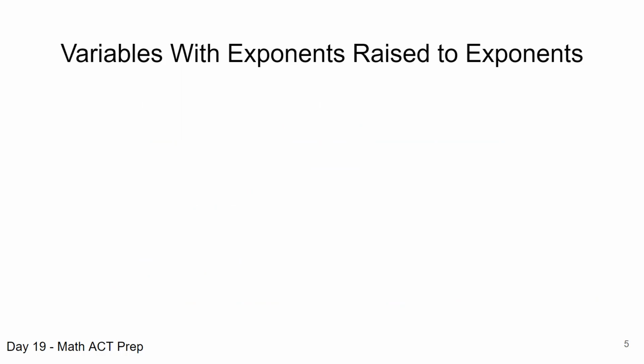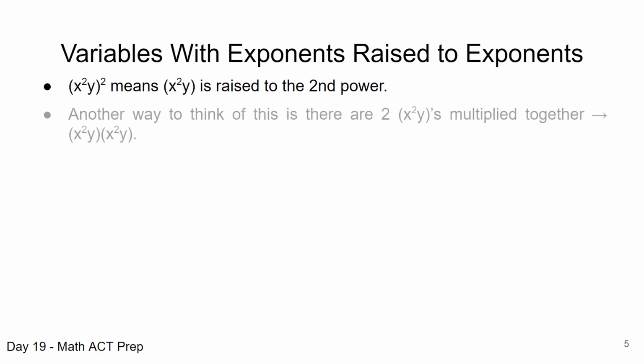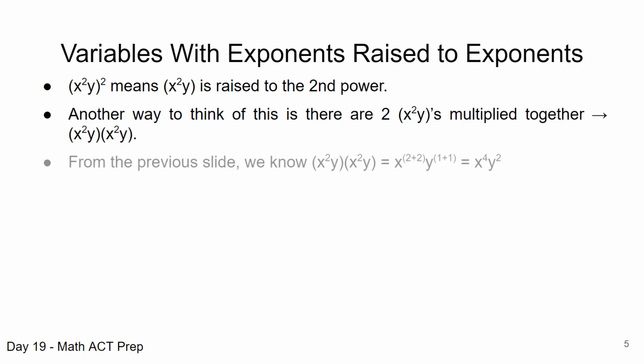The other operation that you may see is when we have variables with exponents that are raised to exponents. So what we mean here, x squared y in this example, everything inside the parentheses is squared. We're squaring that, taking it to the second power. You can also think of that as multiplying x squared y times x squared y. But as we are raising to higher powers, it's a little bit more challenging to write out each term that many times.